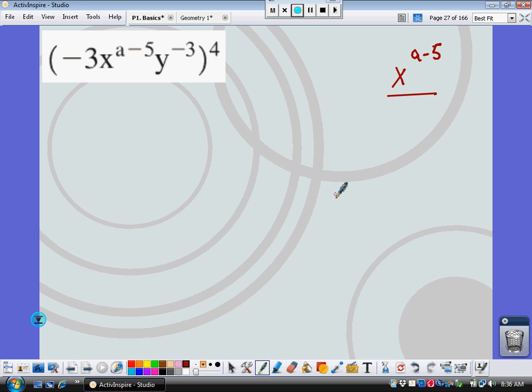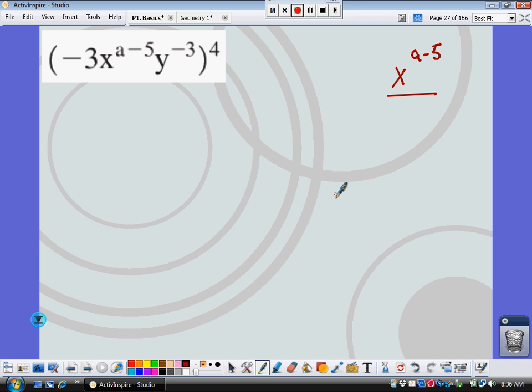X to the a minus 5 power. Is that a positive or a negative exponent? Trick question. Is that exponent positive or negative? What's a? We don't know, right? What if a is 6? Positive or negative exponent? Positive. What if a is 4? Positive or negative? Negative. So what is a minus 5? It can be both.